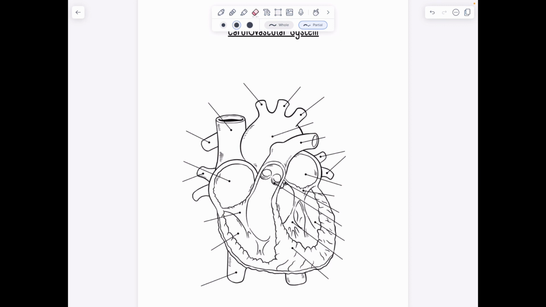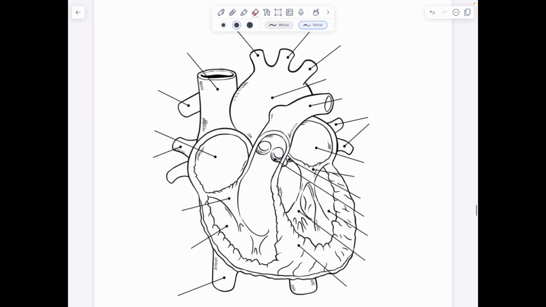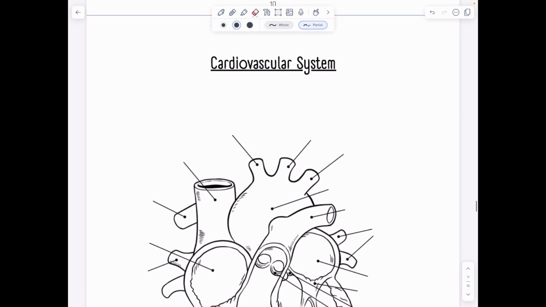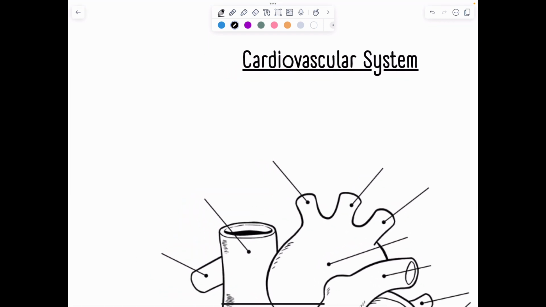So looking at the heart, this is what the heart kind of looks like in a drawing, and in lab, we'll look at both models on the anatomage as well as physical models of the heart. But this is a diagram. And I just want to talk a little bit about the cardiovascular system and what the blood does, right?